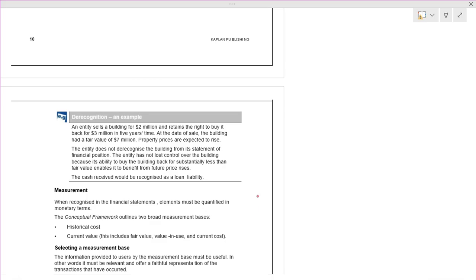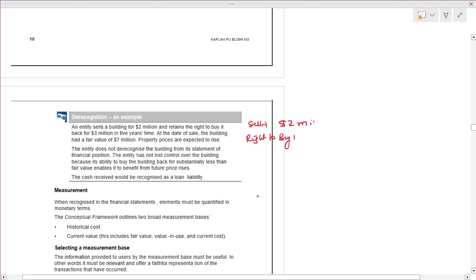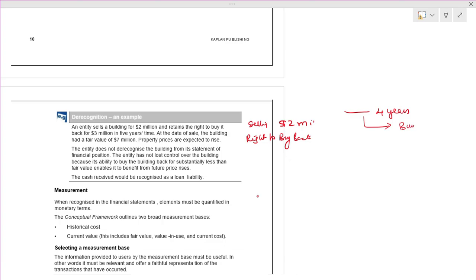What it says, see the thing. The entity sells for 2 million, and retains the right to buy back at 3. We are selling it, and we have the right to buy back. See, most of the car dealers will do this. What will they say? We are selling a car for 4 years, and after 4 years, if you want to sell it or replace the car, come back to us and we will buy back.